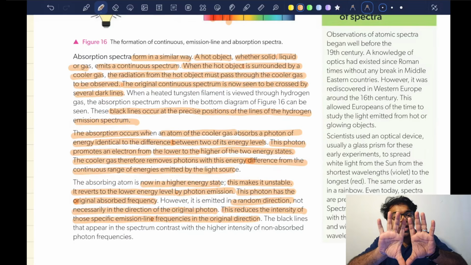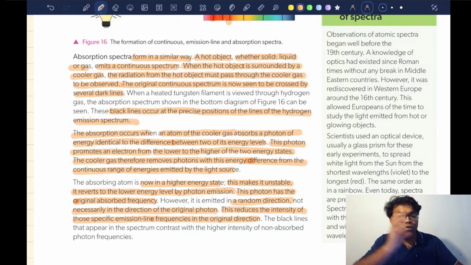So basically, if I take a spectrum like this, first ball went through the boundary, second ball went through the boundary, third ball went through the boundary, fourth ball you caught, fifth ball you caught, sixth ball went through the boundary, seventh ball you caught, eighth ball went through, ninth ball went through the boundary, 10th ball went through the boundary. So basically, the 4, the 5, and the 7 are missing from the boundary. That is a spectrum. That is an absorption spectrum.